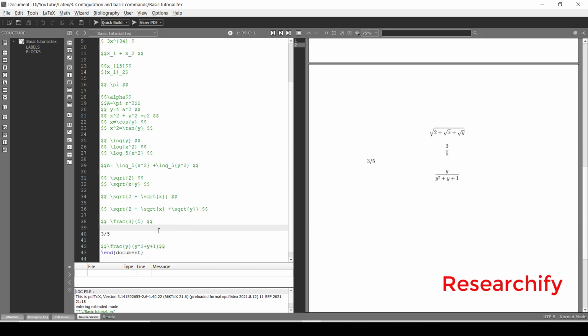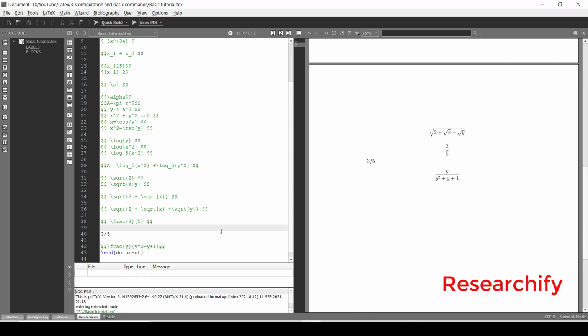See, you will get y divided by y square plus y plus 1. In this case you can just define frac, and in the first curly bracket you write y, and in the second you write y square plus y plus 1. So you will get y divided by y square plus y plus 1.